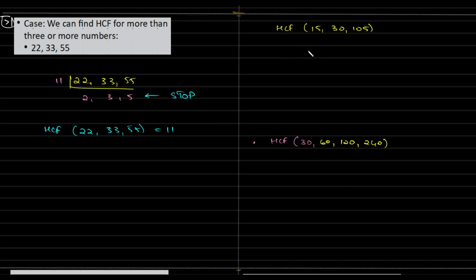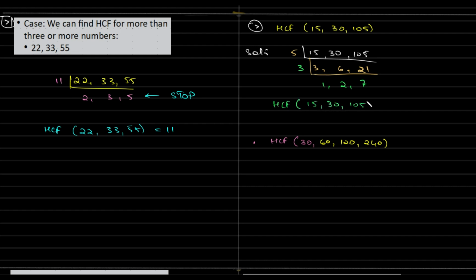So HCF of 15, 30 and 105 will be 5, then 3. So we end up with HCF of 15, 30 and 105 as the product of 5 and 3, which is 15. Again, you could have started the question with 15 directly. No issues.